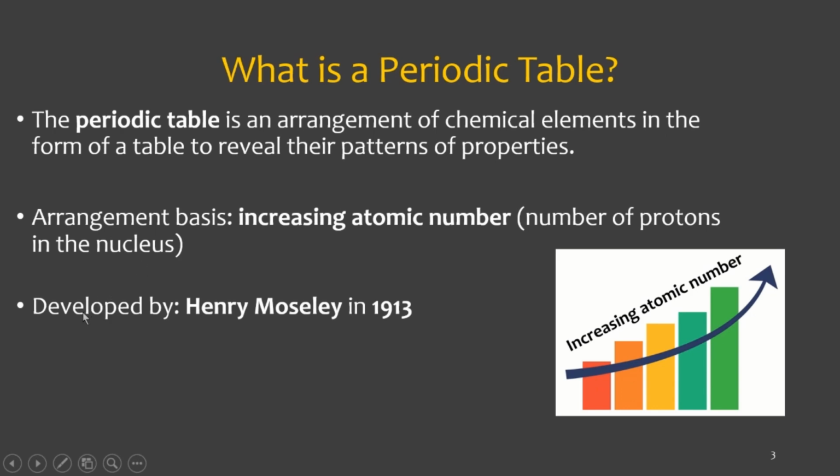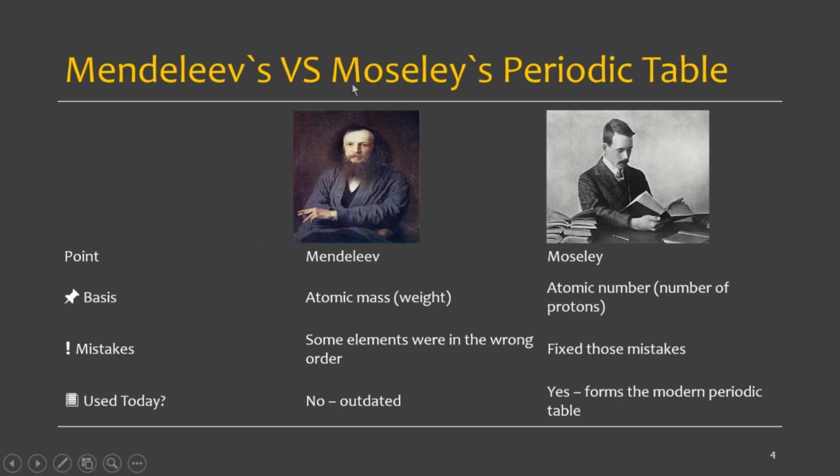Okay, so this periodic table was developed by Henry Moseley in 1913. Basically, this is the modern version of the periodic table. Before this table, there was another periodic table which was based on the work of Mendeleev. Maybe you have heard about that. So this is Mendeleev versus Moseley's periodic table. Basis: Mendeleev organized the elements on the basis of their atomic mass, and Moseley arranged the table on the basis of atomic number. Mistakes: some elements were in the wrong order, but in Moseley's periodic table, these mistakes were fixed and the positions of the elements were made more accurate. Usually, Mendeleev's periodic table is outdated, it's not used today, and Moseley's periodic table is what we are going to discuss in the upcoming slides.